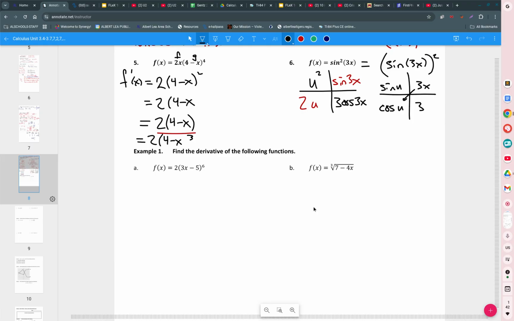Now I could take those and multiply them together. 2 times 3 is 6. I can plug the sine of 3x in for u, and I get the sine of 3x. And then I still have the cosine of 3x. And that is the double chain rule for sine squared. You don't put the 2 times the 3.